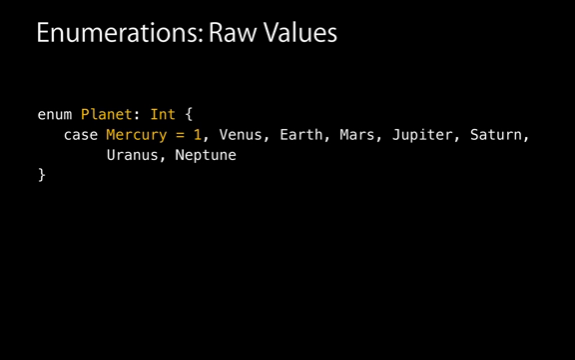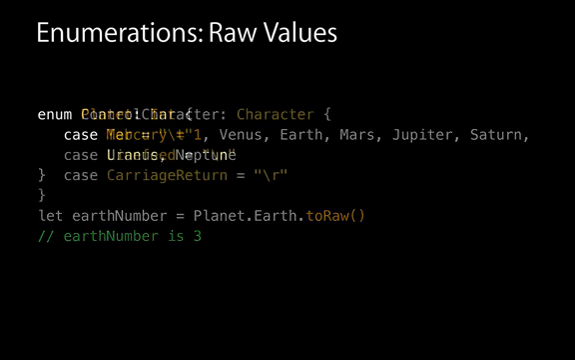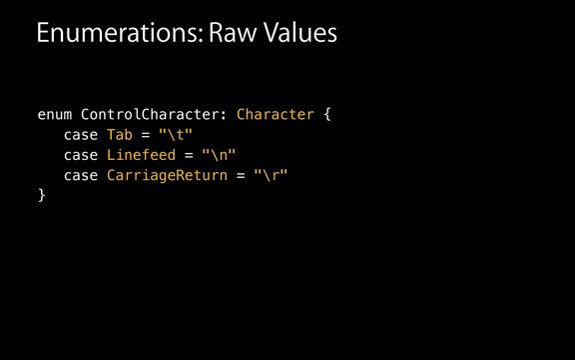So Earth must have some value. How do I determine what that value is? Let's create a constant earthNumber, and I'm going to set it to the raw value of planet.earth, and that will give me back 3. That's how I get the raw value back out. So I can use integers as an underlying value. But in Swift, I can use other types as well, such as a string or maybe a character. Here I can now name the tab, line feed, and carriage return characters using an enum.